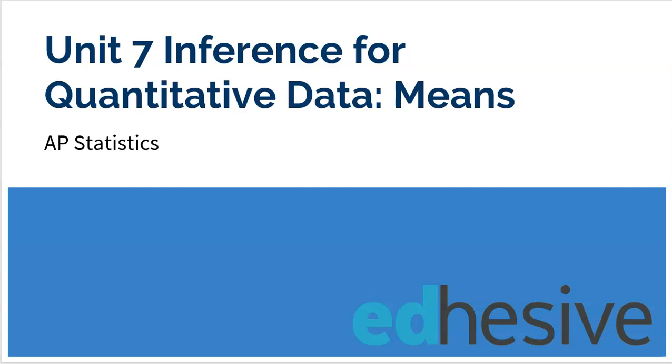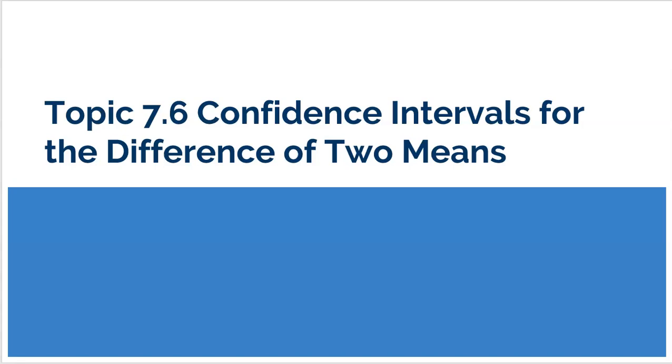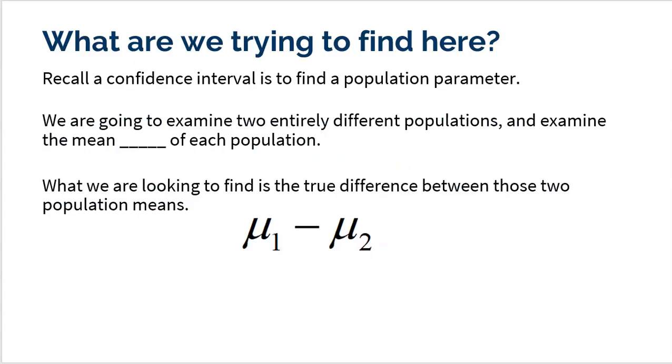Welcome to Unit 7, Inference for Quantitative Data with an emphasis on means. This video is going to tackle topic 7.6, confidence intervals for the difference of two means. So what are we trying to find here? Now let's recall what a confidence interval is.